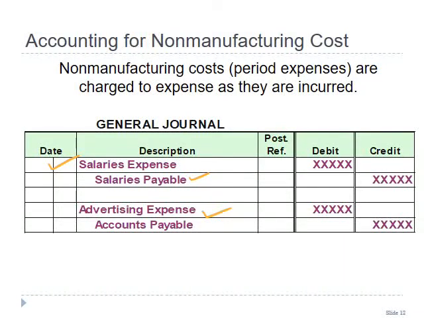So as soon as salaries expense is incurred, we create the entry salaries expense to salaries payable. As soon as advertising expense is incurred, we create the entry advertising expense to accounts payable.